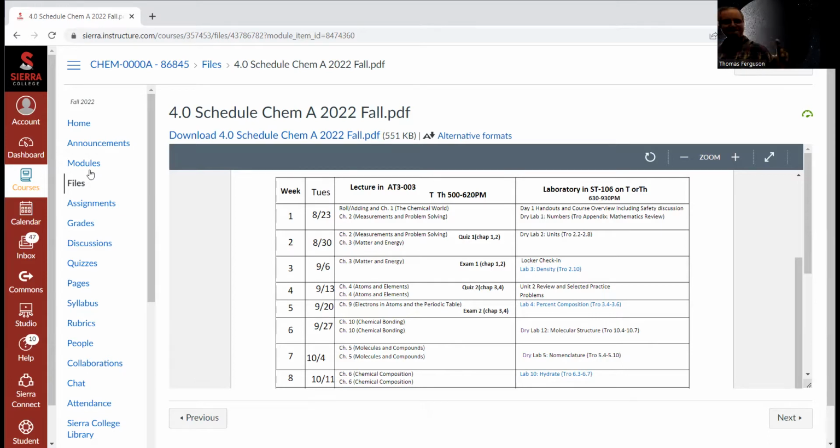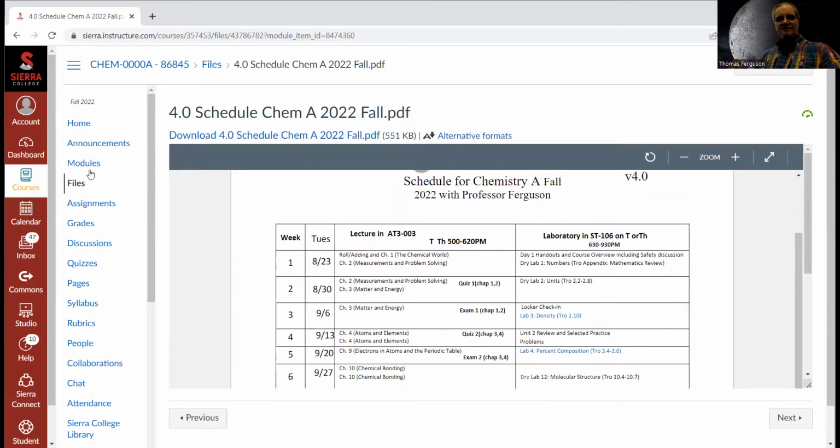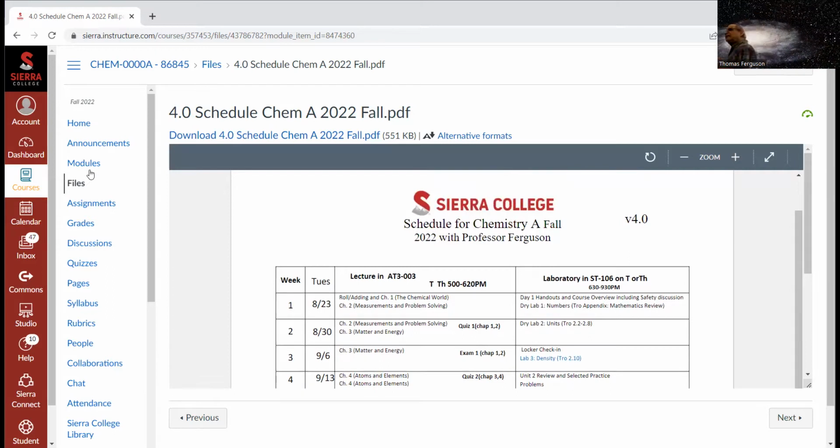All right. And this is a schedule. Notice up at the top right here, we have V 4.0. If I change this, I'll update the version number. So make sure that the one online and your paper copy are synchronous. If it's online, it's 4.1 and you have 4.0, something's different. It could be trivial or it could be major. Okay, so those are lectures and laboratories.